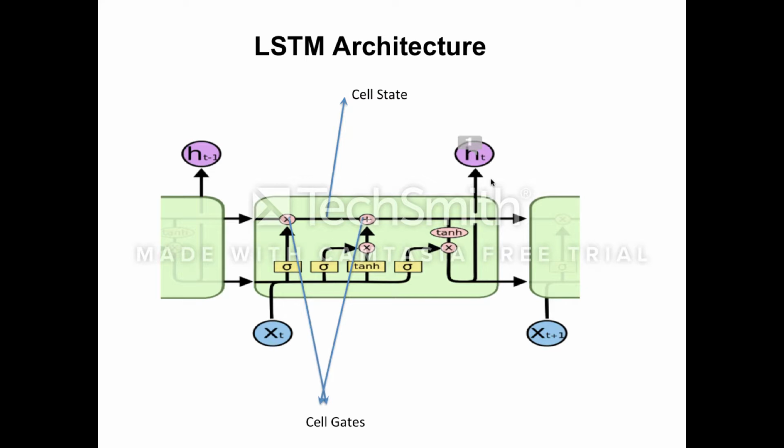Gates are a way to optionally let information through, and they are composed of a sigmoid neural net layer and a pointwise multiplication operation. The sigmoid layer outputs numbers between 0 and 1 describing how much of each component should be let through. A value of 0 means that nothing is let through, which means that the cell would be able to forget it. And LSTM has 3 gates, to protect and control the cell state.